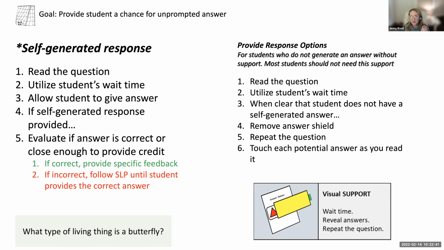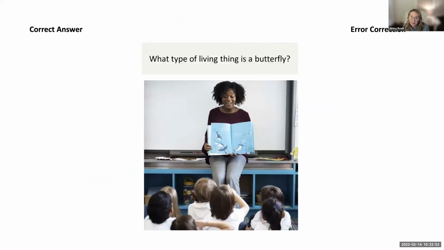Repeat the question. Wouldn't count that as incorrect, right? We're just giving them a chance, and touch each potential answer as you read it, so they need to know what those answer choices are.